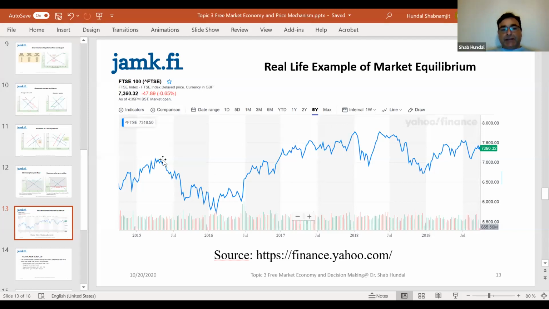And whenever the market is going down, for example, here you can see that from mid 2015 to mid 2016, it was not a very good time for the British economy. Remember that that was a time when the discussion was going on about Brexit. So there was a lot of uncertainty in the British economy, so the index value, the market value, was going down. And if it is down, it means that demand is less than before and supply is more than before. So there are more sellers and fewer consumers.